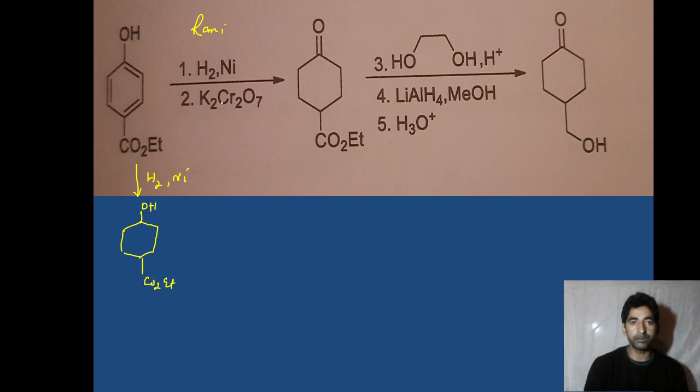Now in the second step, it is treated with K2Cr2O7. Now what is the function of K2Cr2O7? K2Cr2O7 converts this OH group into a ketonic group. Means the secondary alcohol will be oxidized to a ketone. So we are getting this type of product, that's a ketonic group over here and CO2Et.